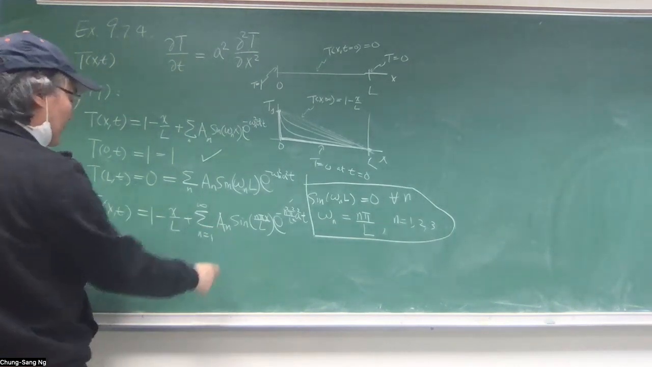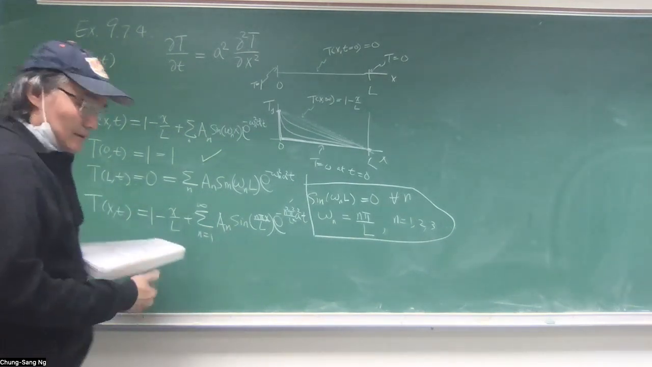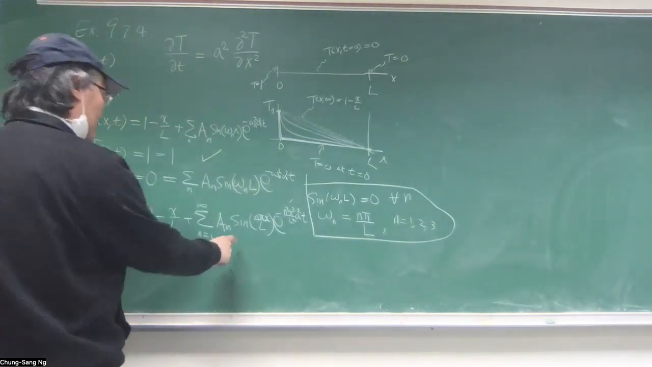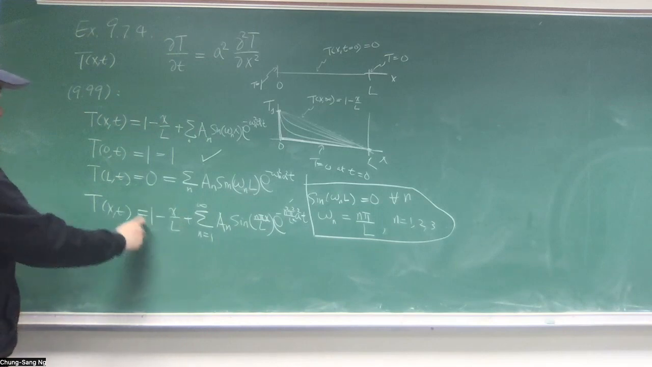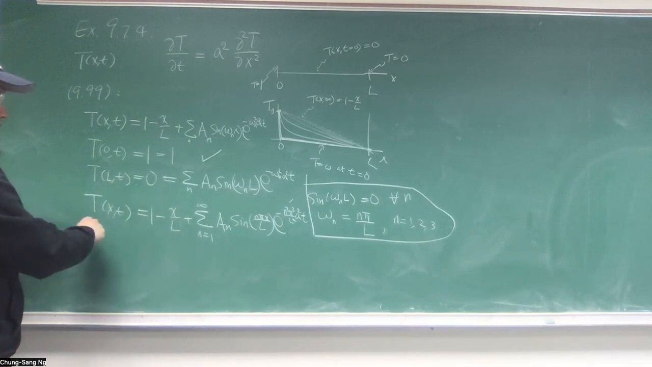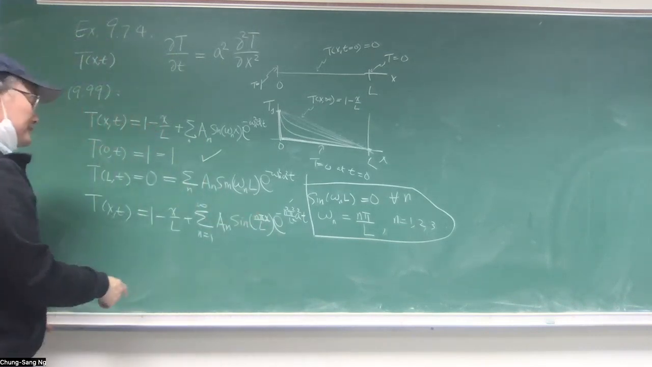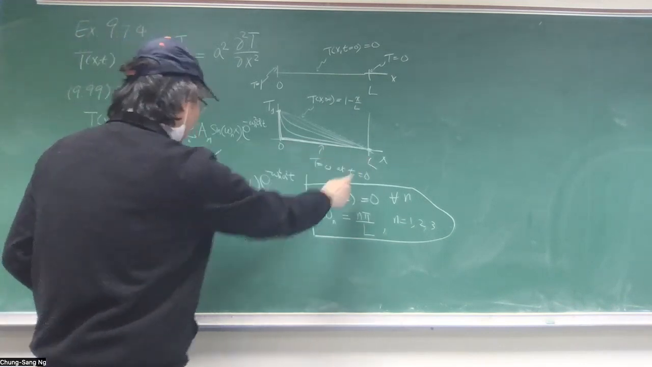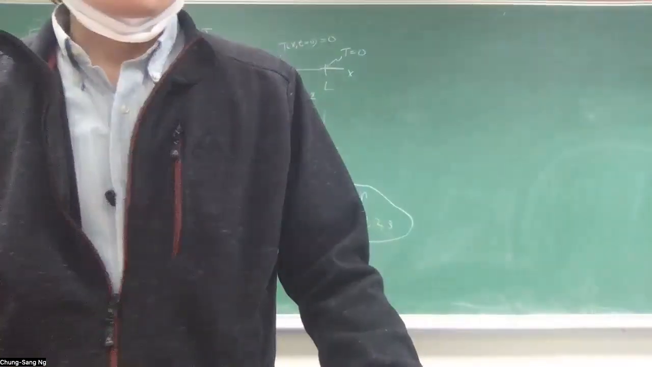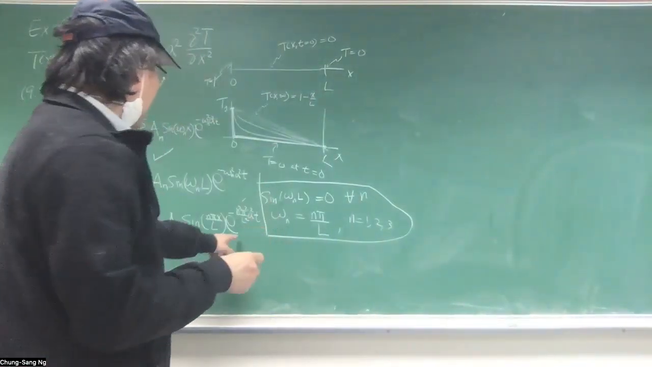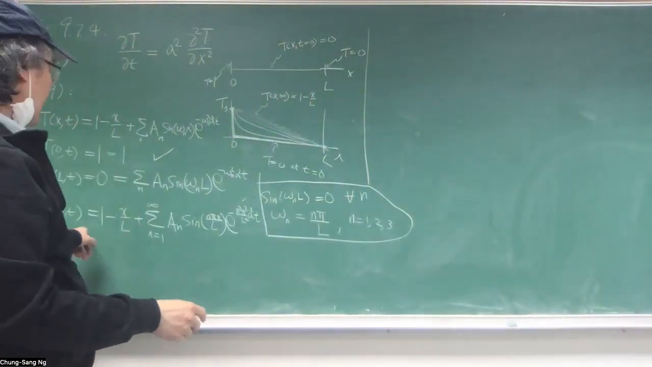Now the final step is to find all the A sub n. To do that is like finding the coefficient of a Fourier series. That means we can put this 1 minus x over L to the other side and multiply by the same basis function and do the integral over the domain, which is 0 to L. Going through the integration, usually you will keep only the same term. So let's go through the process and move that to the other side.